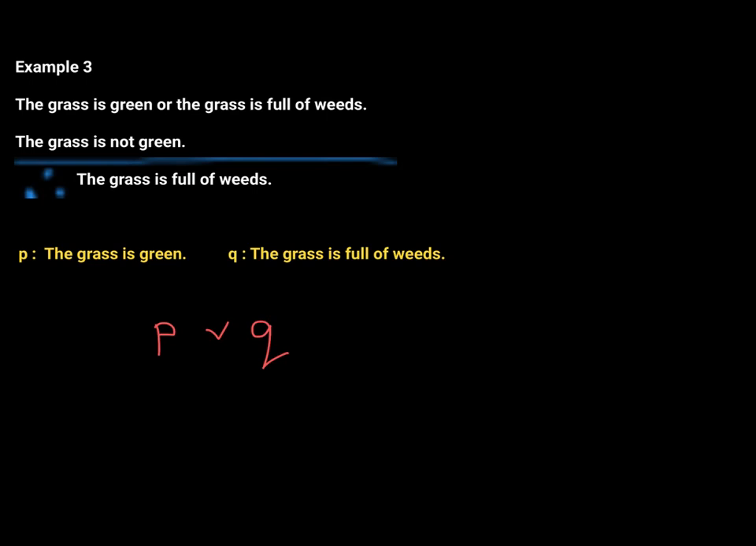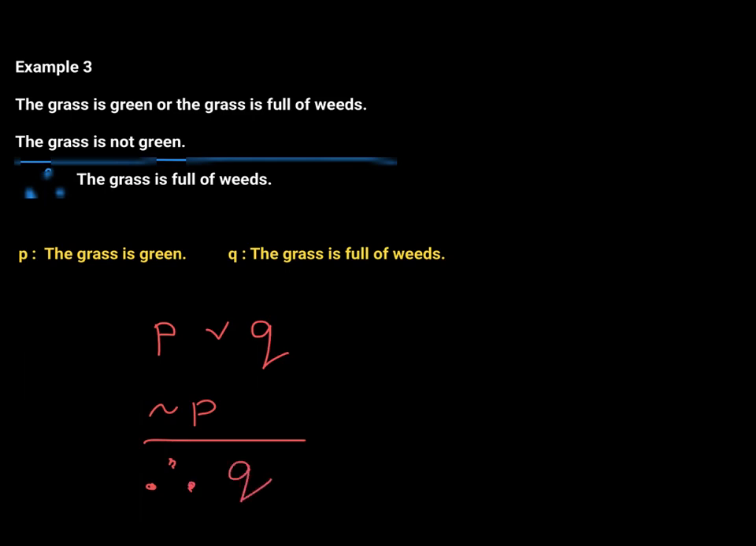All right, so then in symbolic form, the argument is if P or Q, right? I almost said if, sorry about that. It's not a conditional statement. It's a disjunction, all right? So this is a disjunction. The grass is green or the grass is full of weeds. So they gave us P or Q. And then they said the grass is not green. That means not P. And the conclusion that's being made then is therefore the grass is full of weeds. In other words, therefore Q.